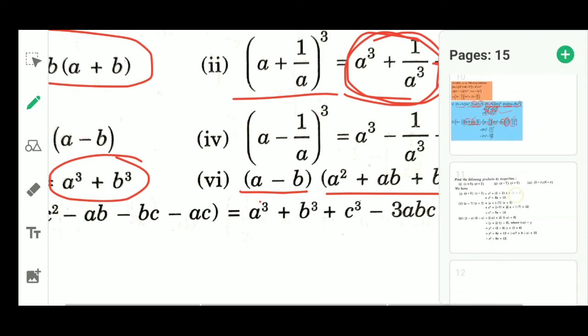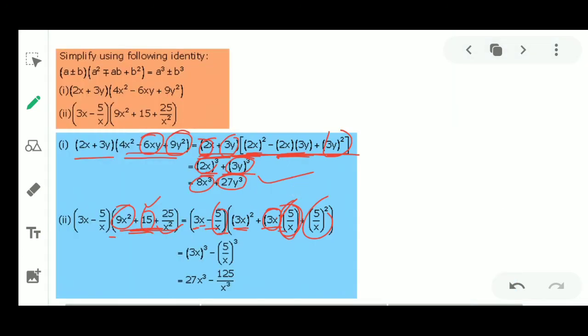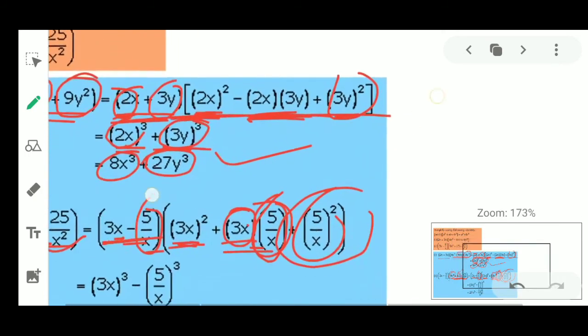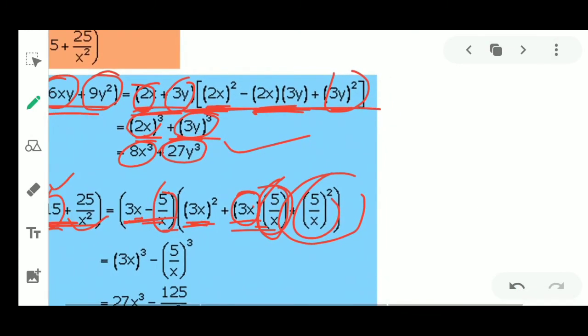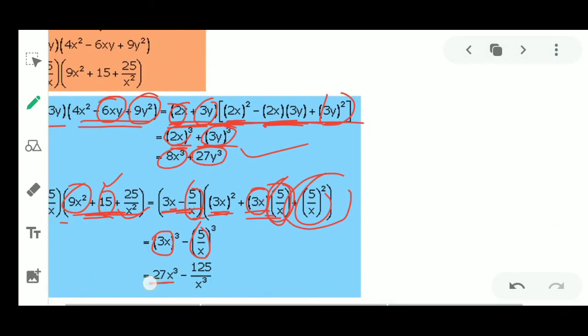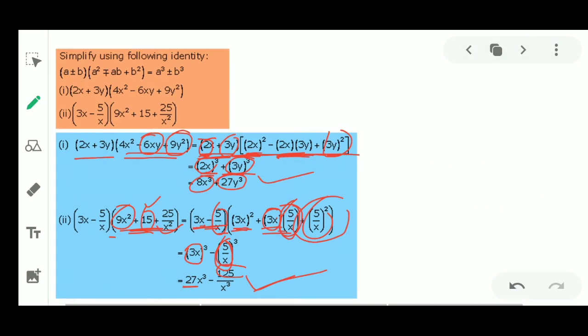Okay, so here the expression is in the form of (a − b)(a² + ab + b²), so that will be (3x)³ − (5/x)³, because we have taken 3x as a and 5/x as b. So (3x)³ will be 27x³, and (5/x)³ will be 5³ equal to 125, over x³. This is the answer.